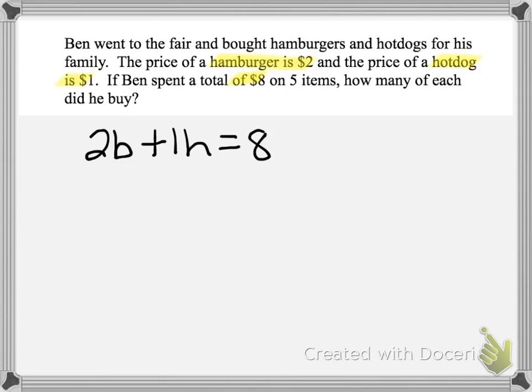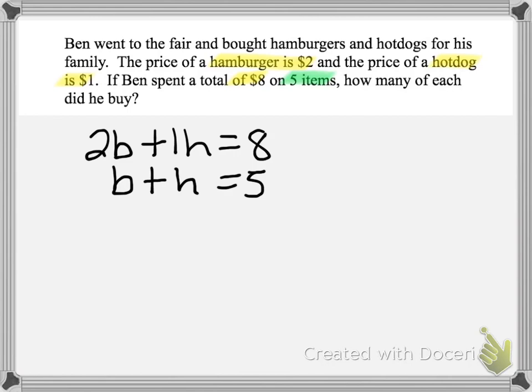Now, let me change color here a second. There we go. Alright, so this 5 right here actually can be its own problem. We know that we have a total of 5 items. Well, you already have your variables from your first equation. We have B and H for hamburgers and hot dogs. So I know that I have a total of 5, so it has to equal 5. However many burgers plus however many hot dogs is going to equal 5. So there's our two equations.